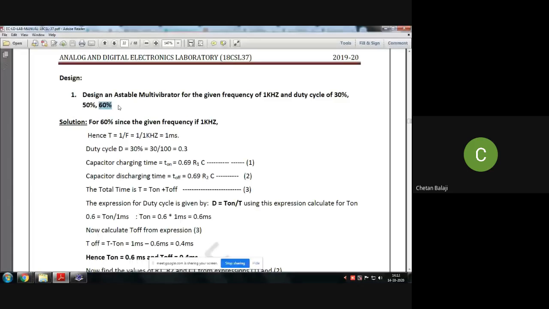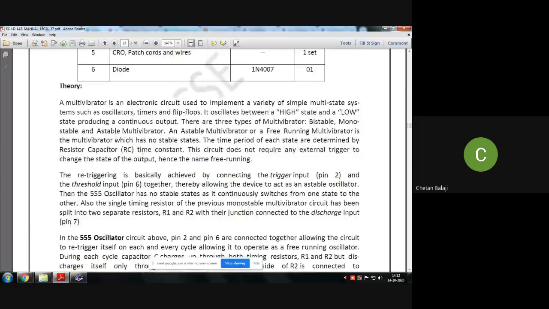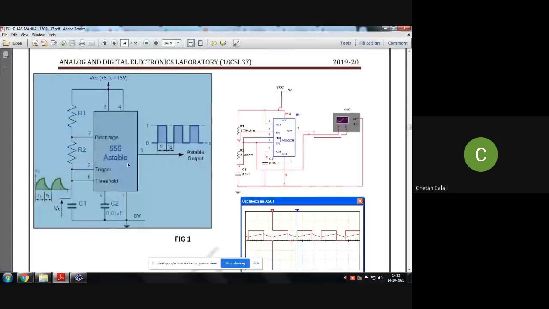Before that, you write this circuit. Okay, so what exactly is this? I'll tell you in a couple of minutes.